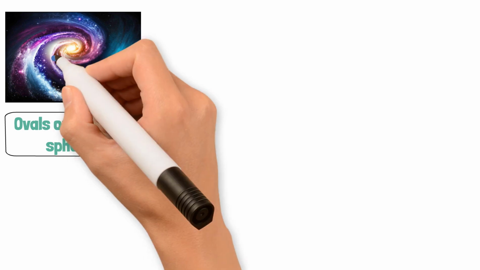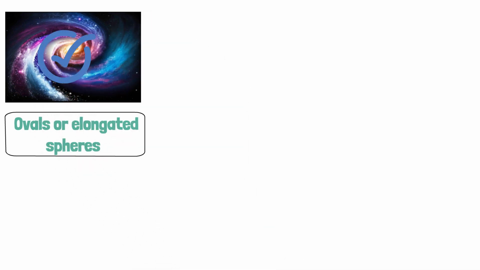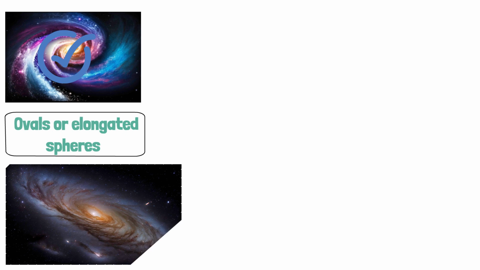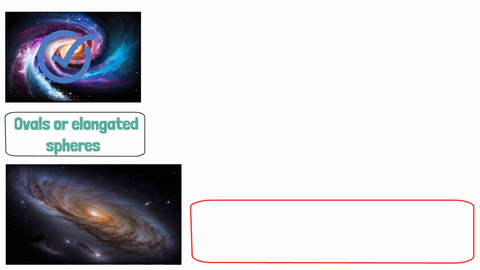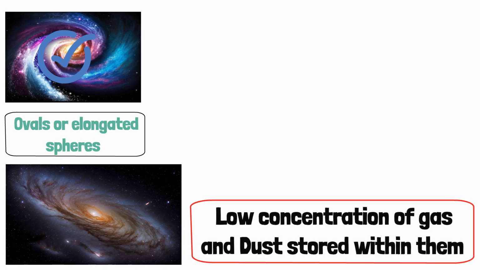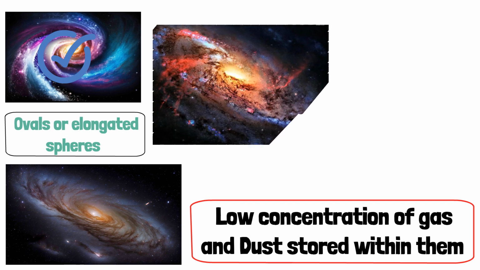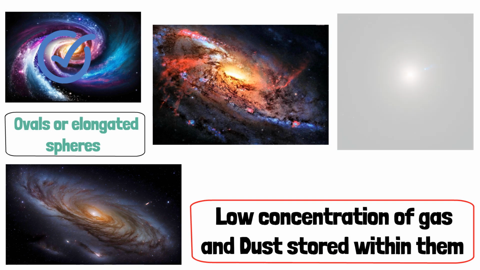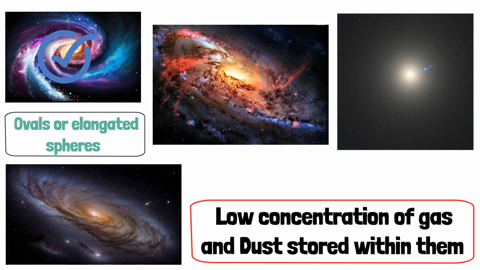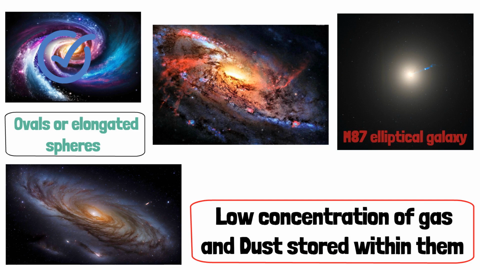On the other hand, elliptical galaxies are relatively small. The majority of these objects are formed of older stars that have a very low concentration of gas and dust stored within them. In addition to having a smooth and featureless appearance, these objects are often composed of older stars. M87 is a gorgeous elliptical galaxy that is well known for its existence.